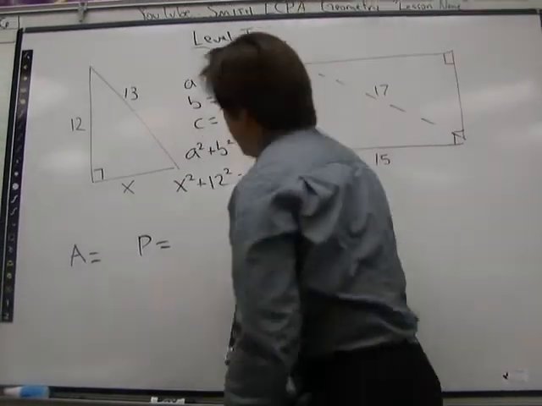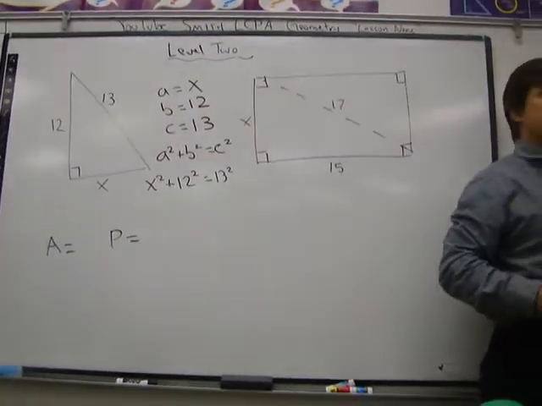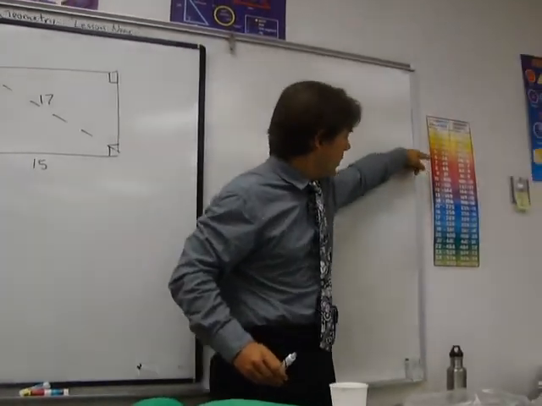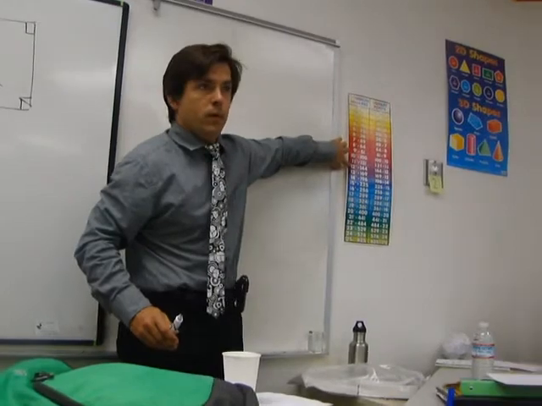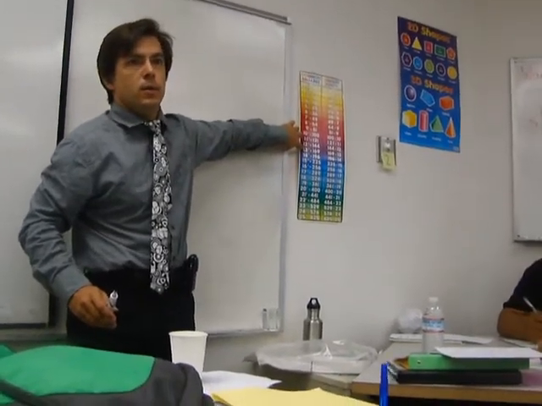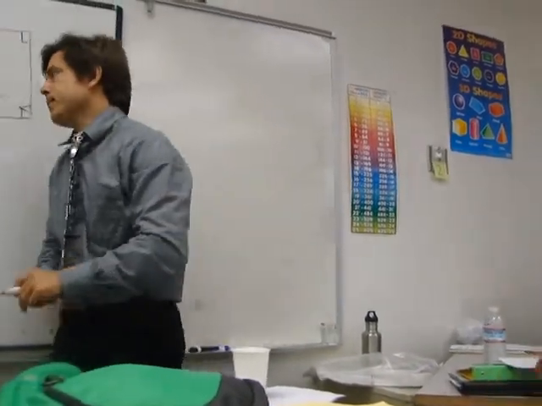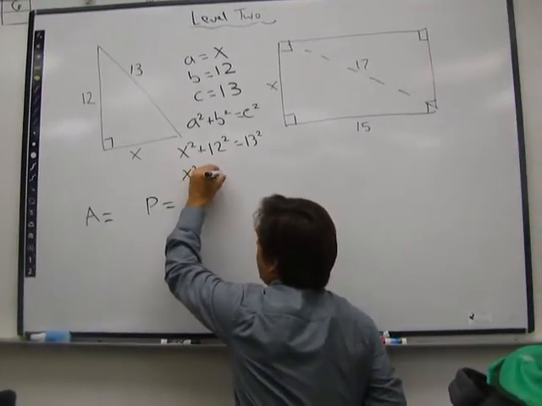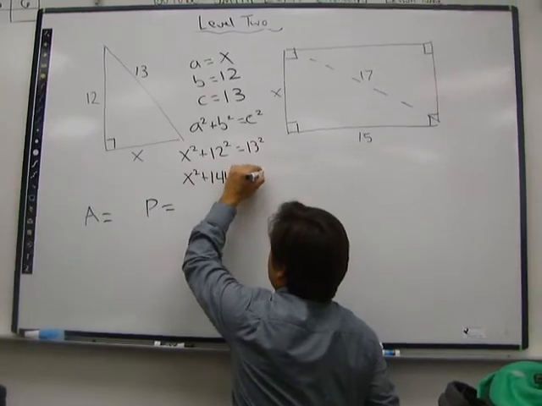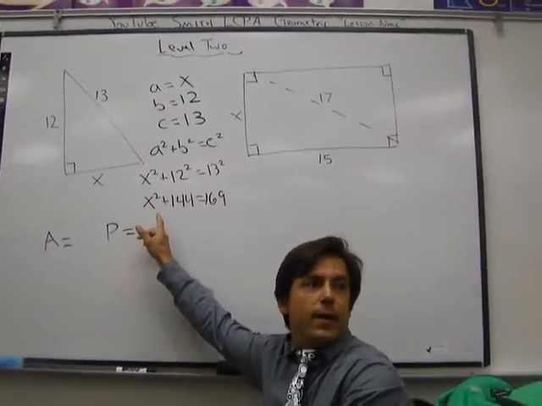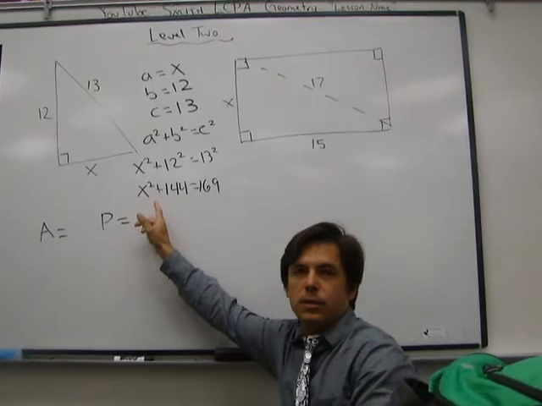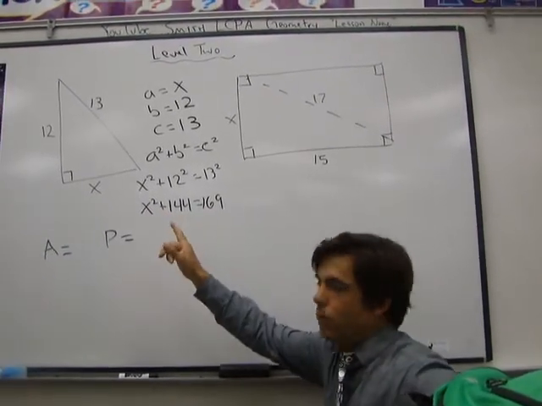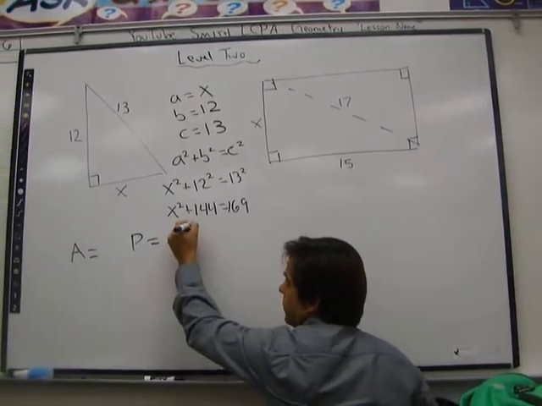Okay, good. Now, in case you're wondering how you're going to do all this math, this will help you. I have a chart of perfect squares over here. So what is 12 squared? 144. What is 13 squared? 169. So we have x squared plus 144 equals 169. Now what are we trying to figure out here? X. So we've got to get it alone. So what are we going to do to get x alone here? We're going to subtract 144 from both sides.